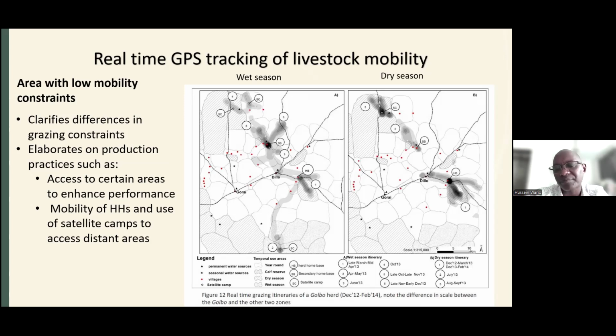Same way, if you look on the half of the screen on the right, you can see even around the home base, you could see here now the itinerary is actually similar to the area with constraints, where now the herder is based at one locality more, but grazing in areas that are reserved and visiting water wells. But even here, he manages to change his base, so he can have a satellite camp as well in the dry season grazing area, which is the upper left of that. So this shows actually how the production practices happen, and mobility is practiced using different modes of access.